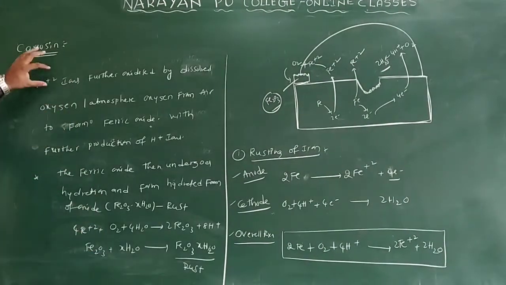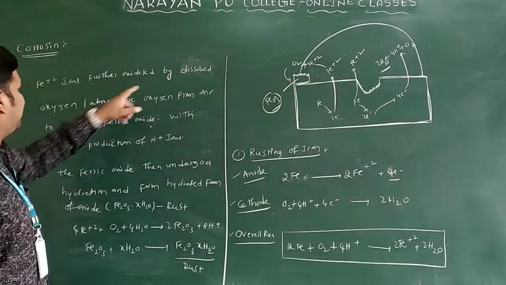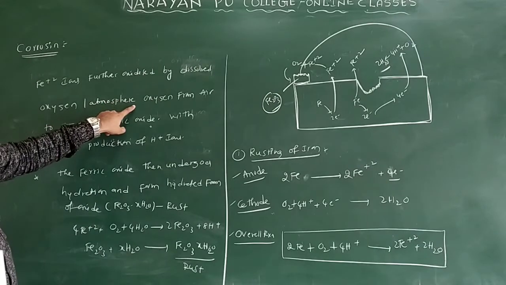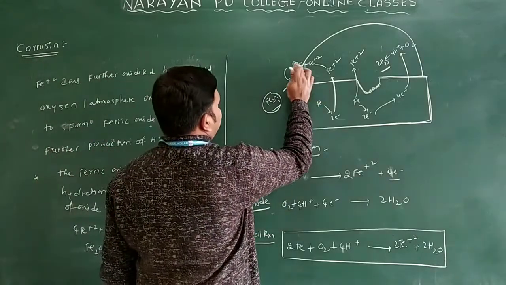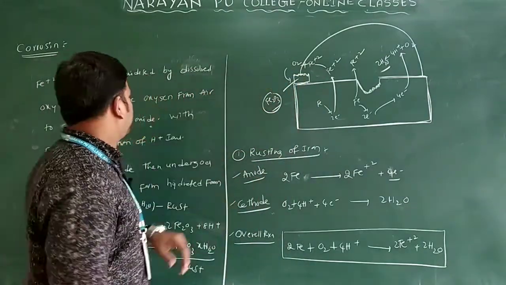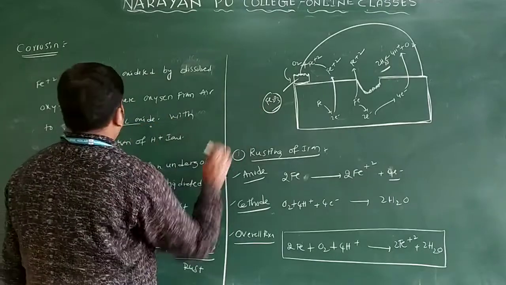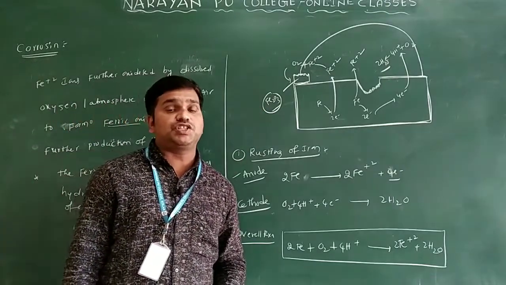See this spot here, Fe plus 2 ions. These Fe plus 2 ions are further oxidized by dissolved oxygen from the atmosphere or air to form ferric oxide. This Fe plus 2 ion combines with O2 from the atmosphere or air. It will produce what here? Fe2O3, that we are calling ferric oxide, with further production of which one here? H plus ions only. How do they produce H plus ions only?